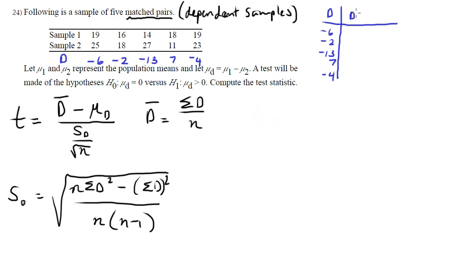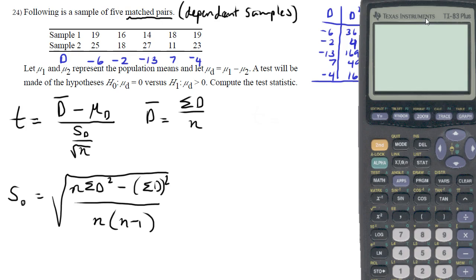In this formula, I need the differences squared. So 36, 4, 13 squared is 169, 49, 16. So I need the sum of the differences for this, and I need the sum of the differences squared for this. So I need the sums of each of these columns.